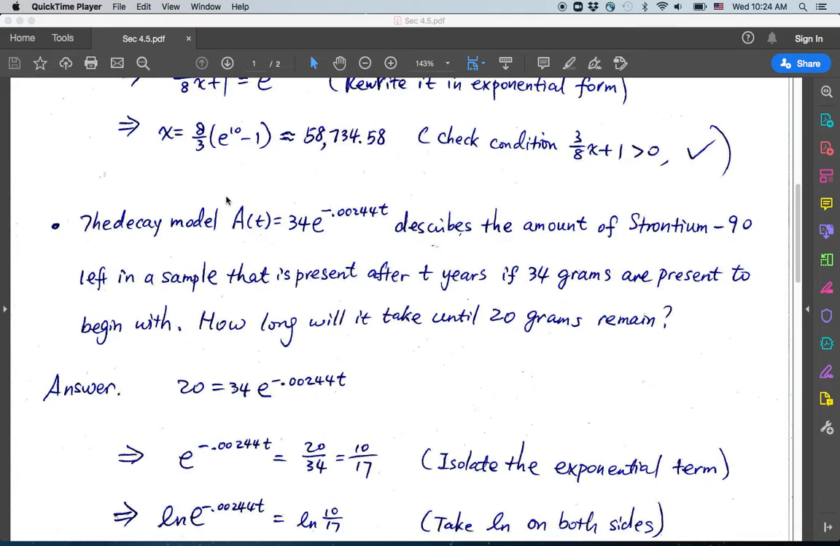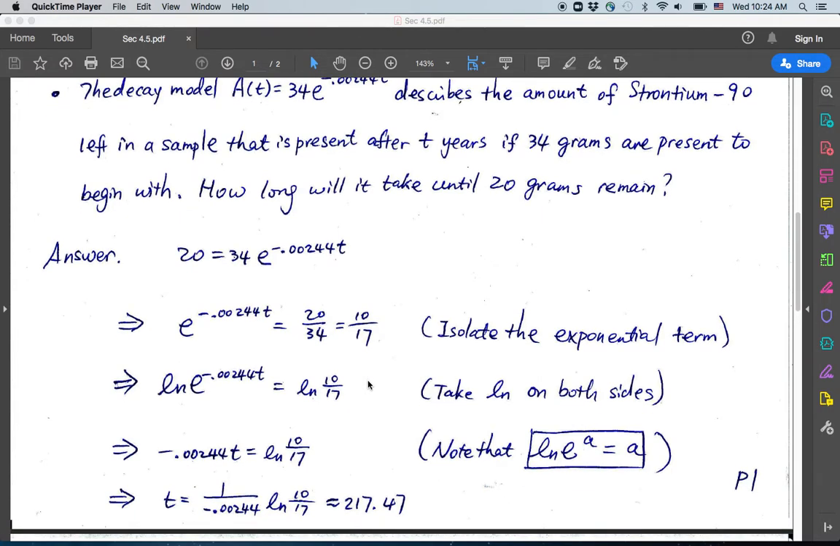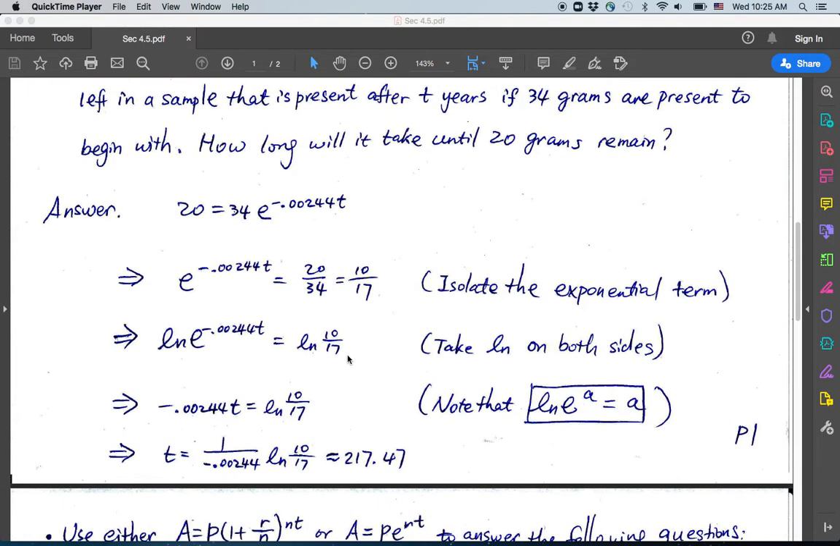So using this model, our A of t is going to be 20. And I want to solve for t. Okay, so this gives us an exponential equation. To solve for t, we're going to isolate the exponential form, okay, by dividing by the coefficient on both sides. To simplify it, it's 10 over 17. Next, we're going to take the natural log on both sides.